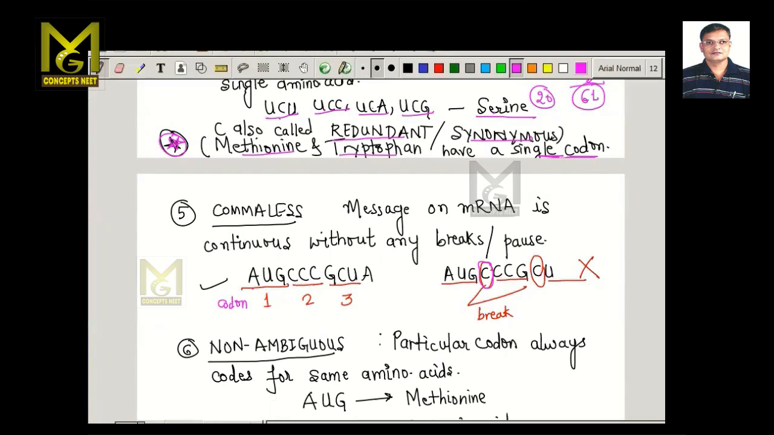So AUG is 1, CCC is 2, GCU cannot break. We cannot say CCG is second. So this coding system will be wrong. So what does that mean? It is continuous. The message on mRNA is continuous without any breaks or pauses. That characteristic feature we call commaless.